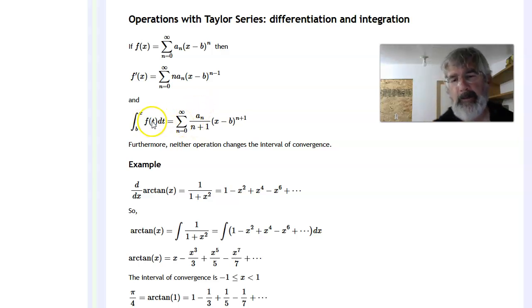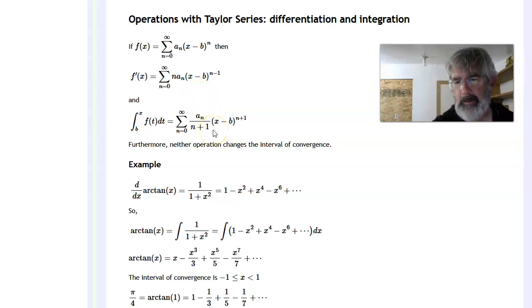Likewise, if you want to integrate a function, the antiderivative of a function is just the antiderivative of the Taylor series. You can just, term by term, like it's a polynomial, take the antiderivative. So bump the exponent up by 1, divide by the new exponent. And neither operation changes the interval of convergence. So whatever the interval of convergence for the Taylor series for the function was, that's the interval of convergence for the Taylor series for the derivative, and likewise for the antiderivative.